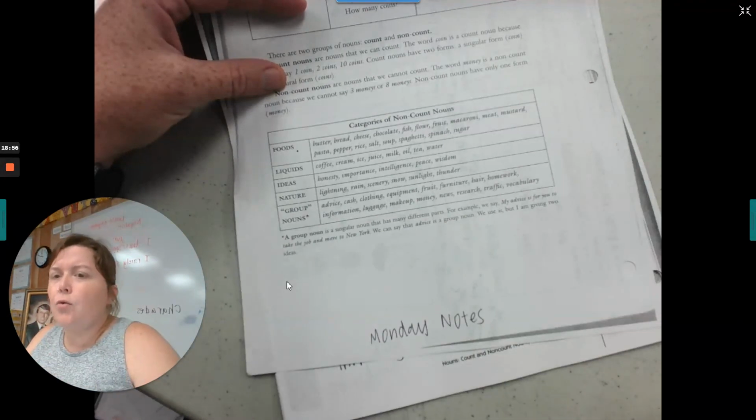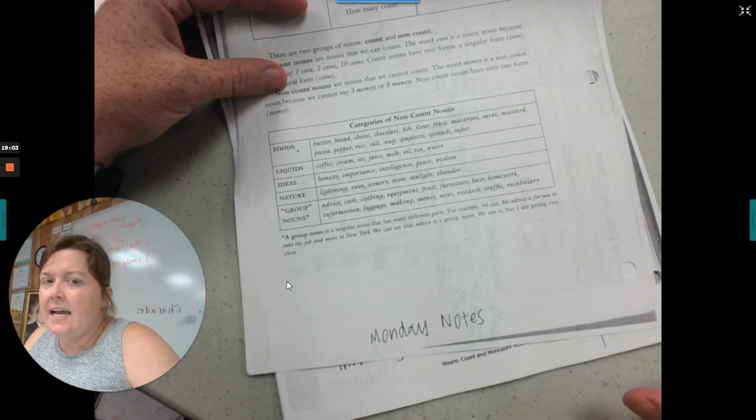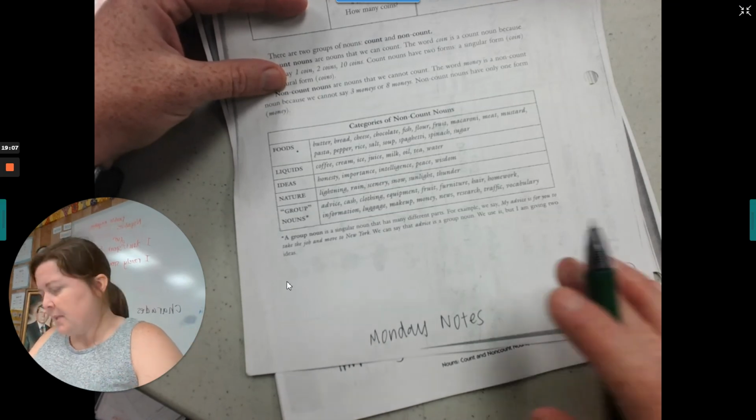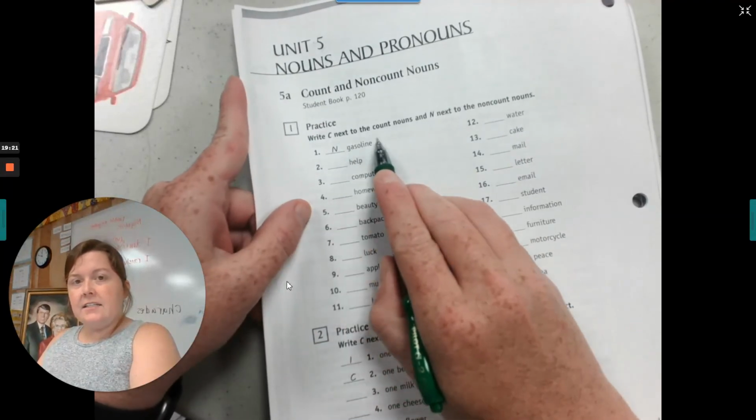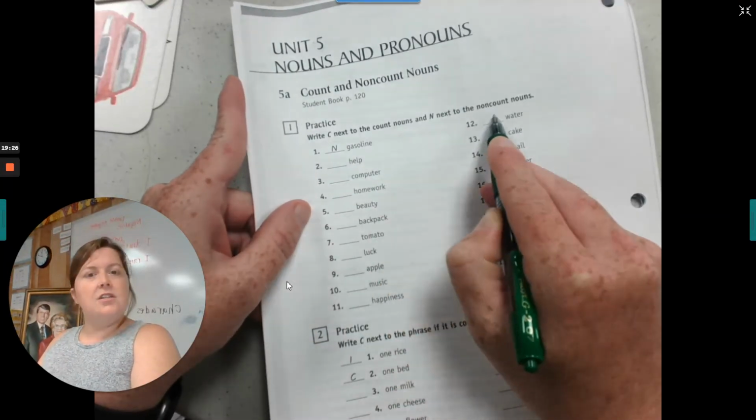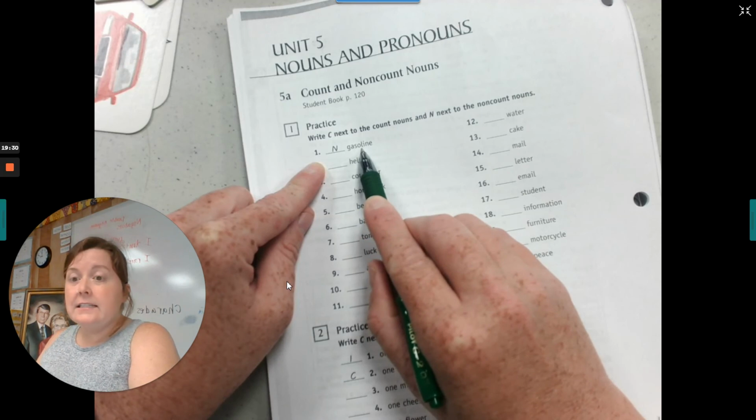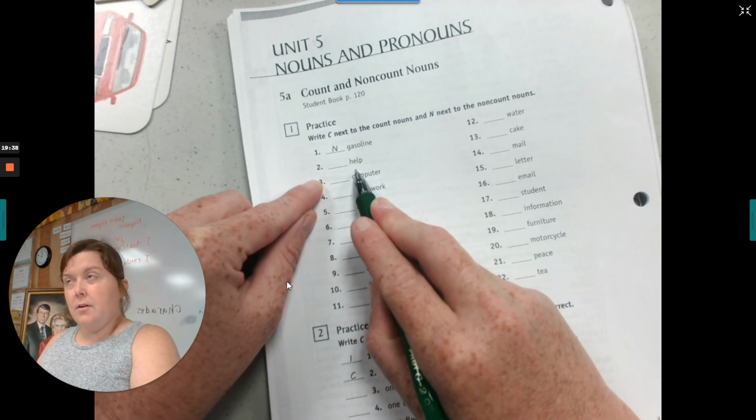Okay, so these are some notes. All right, here's some examples that you can read over. Okay, so on this one, you're going to put a C next to the count nouns and an N next to the non-count nouns. So look, gasoline. We don't say gasolines. No, it's a non-count noun, okay? Help. What is help? Is it count or non-count? We don't say helps. Okay, computer. One computer, two computers. You can count computers. Okay.